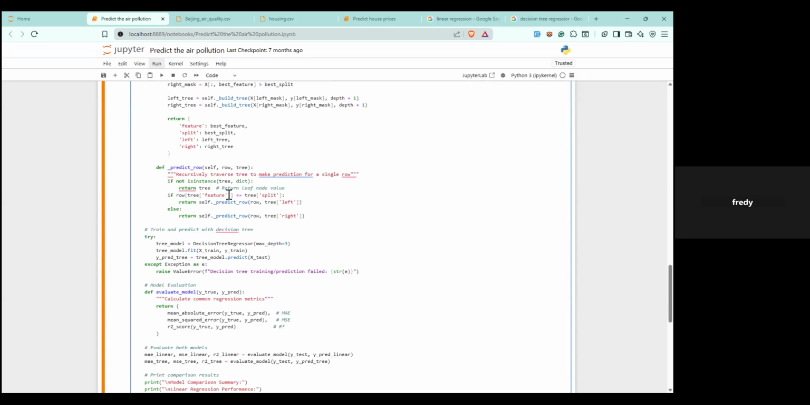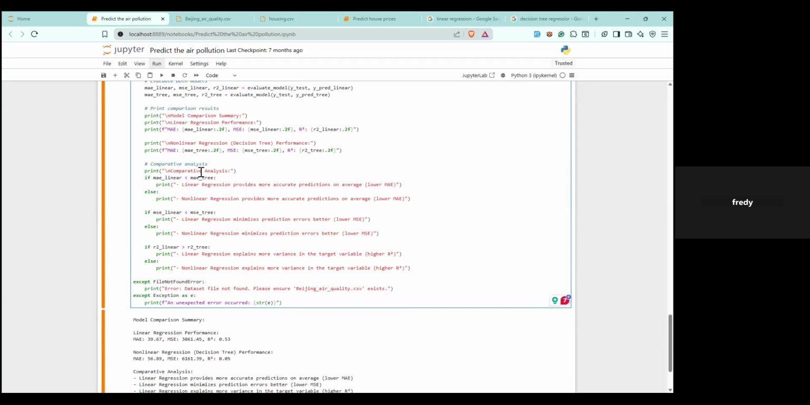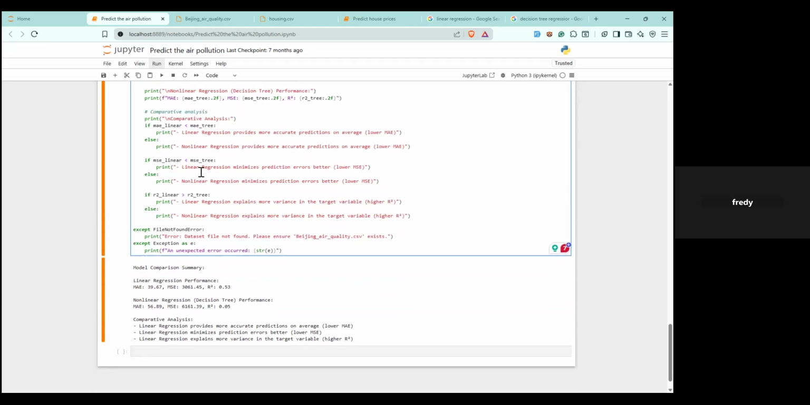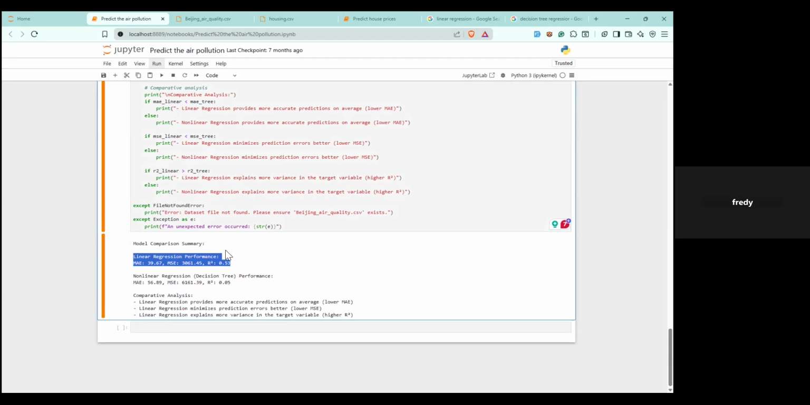Let me skip it for now. Let me go down. Let me skip the decision tree first. I'll explain it using the linear regression so we can understand the machine learning part of it. With linear regression, we already saw the training and the testing. So using the mean absolute error, mean squared error and R2 score, from these we'll be able to tell how linear regression performs.